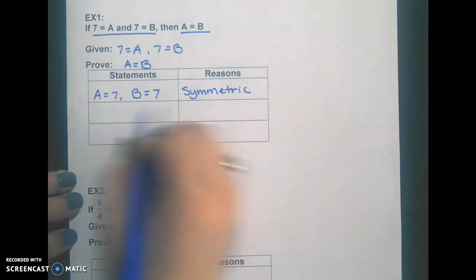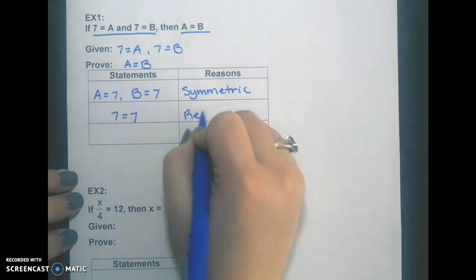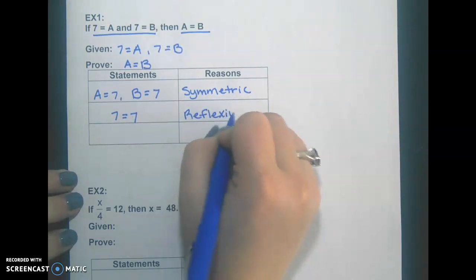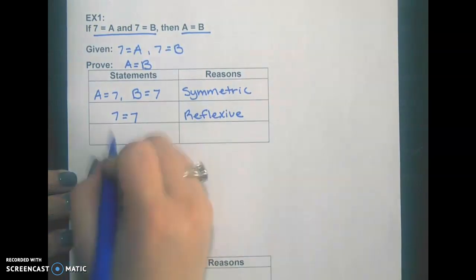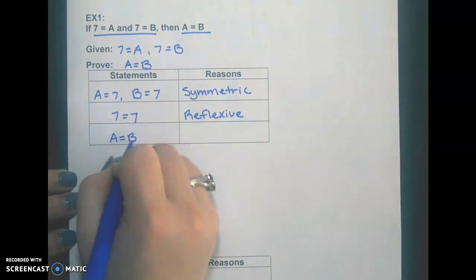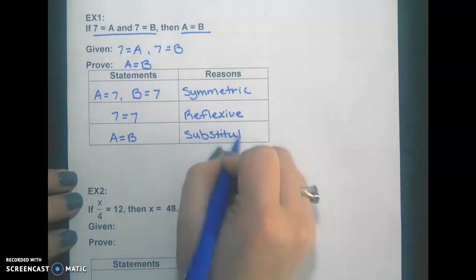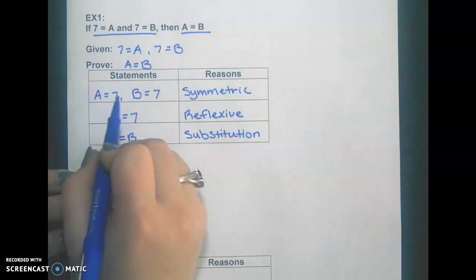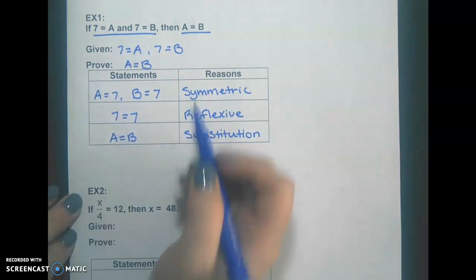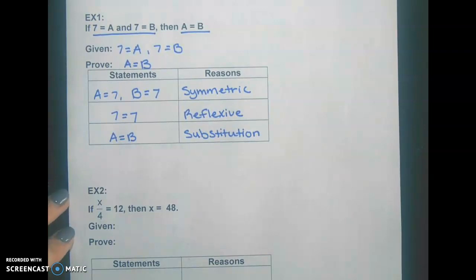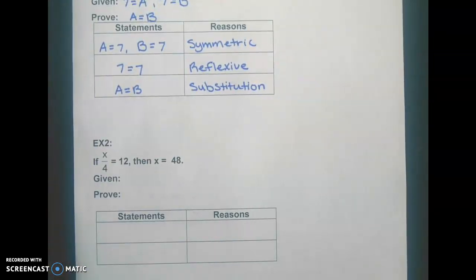Then I can claim that 7 is equal to 7 because of the reflexive property. Anything is equal to itself. So then lastly, I can conclude that A is equal to B because of substitution. Because A is equal to 7 and B is equal to 7, I can substitute them into this equation here. And that will conclude example number 1. Okay, let's move on to example number 2.